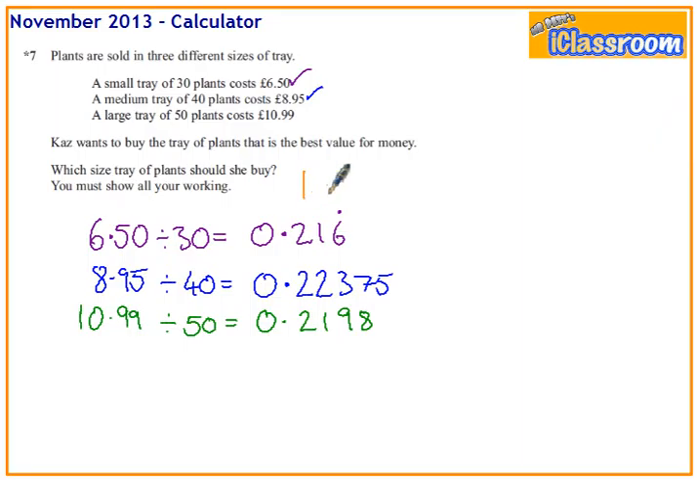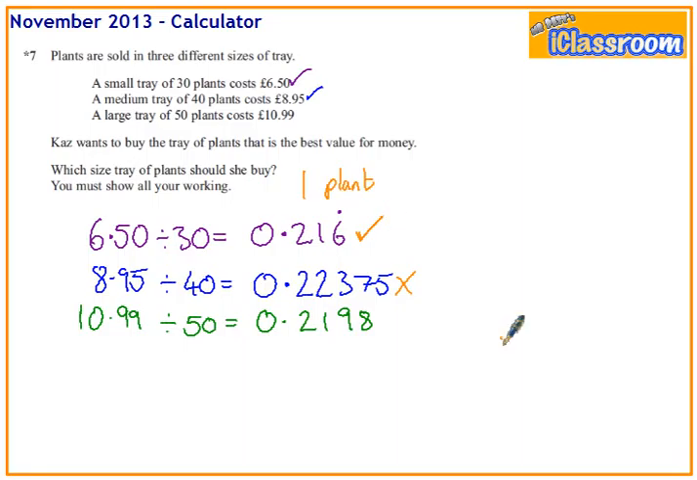This is one plant. I can see whether it is cheaper to buy 30, 40 or 50. Now immediately I can see that this one is out, and comparing again, this one is ever so slightly cheaper. So it is slightly cheaper to buy 30 plants than it is to buy 40 or 50.